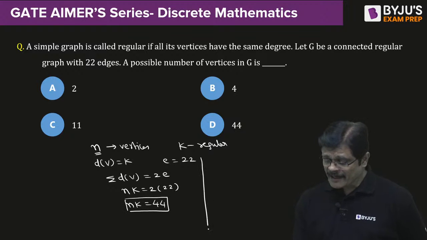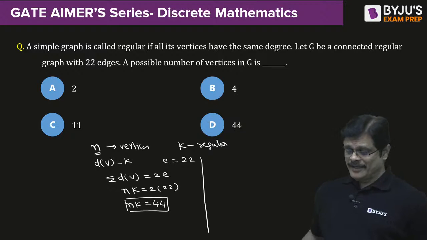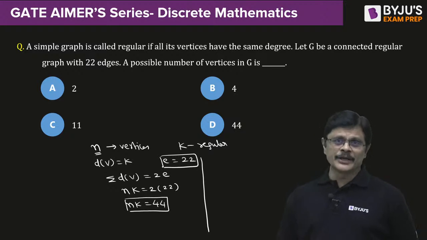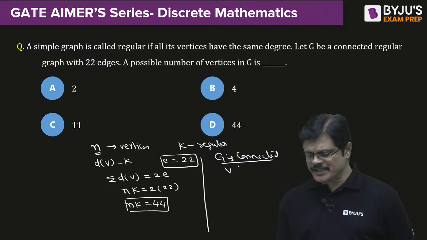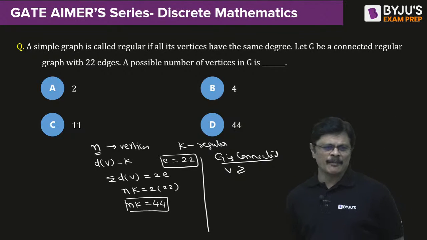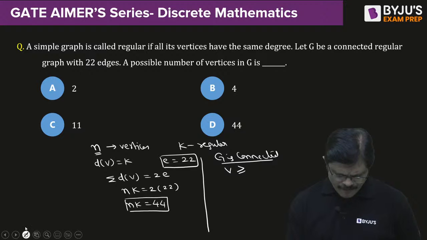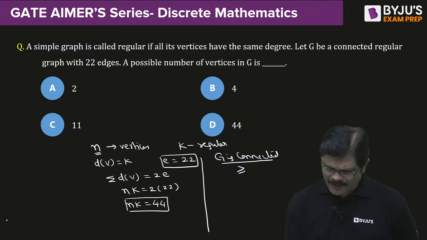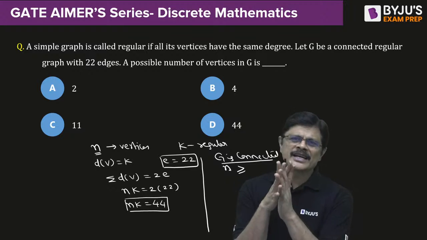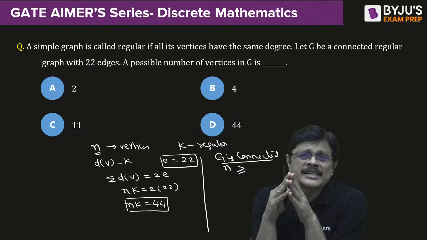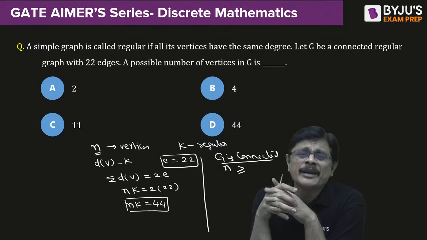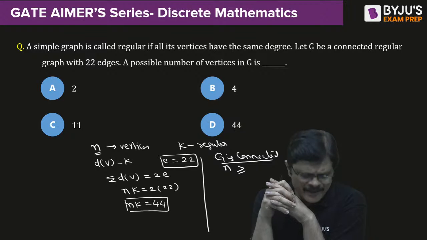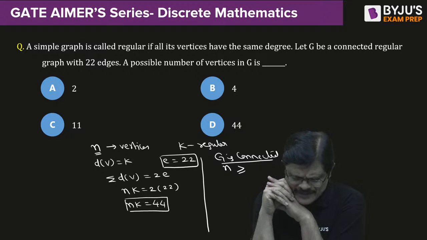Now it is a connected graph, my dear friends. Because edges is equal to 22 and G is connected, the number of vertices must be at least one more than that. Because 22 edges are there, if it is a connected graph, the number of vertices must be greater than the number of edges. Because a tree is the minimally connected graph. Am I clear? A tree is the minimally connected graph, my dear friends.